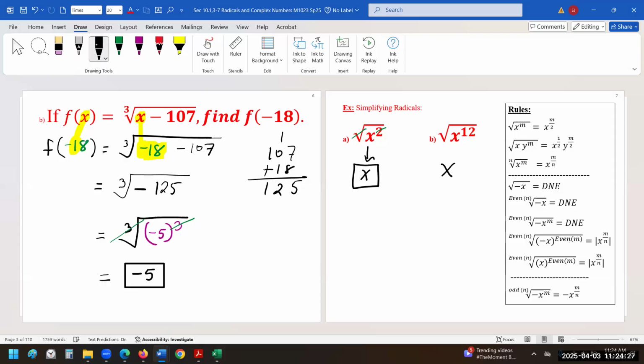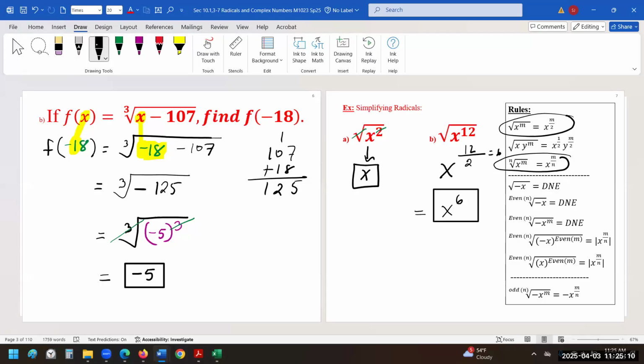For the next one, we rewrite. Remember the rule? If you have the power and radical at the same time, power goes on the top, radical goes on the bottom. So our power is 12. And what is square root? Square root means which number? 2. So 2 goes on the bottom. Can we divide 12 by 2 evenly? How much do you get? 6. So the answer is x to the 6.